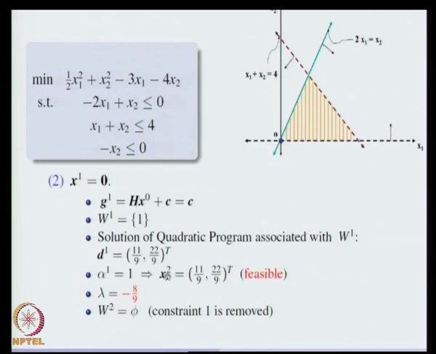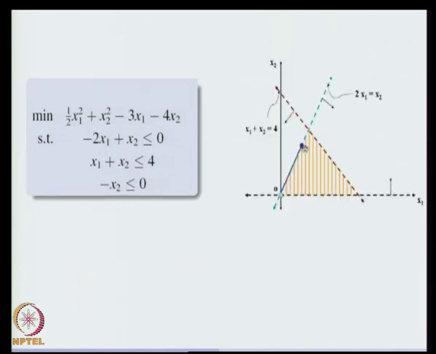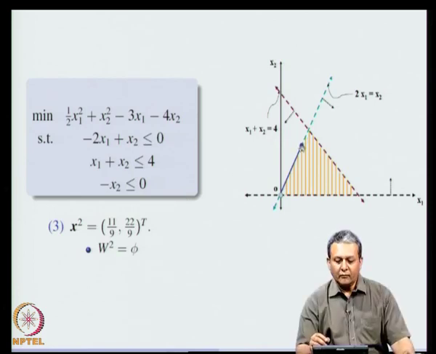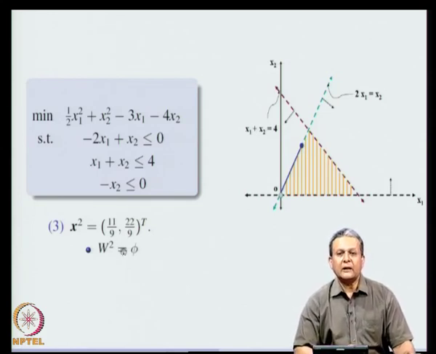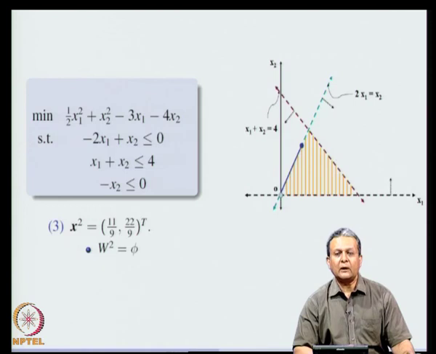So, now we will be at a point x2 where the working set is a null set, and this is shown here, where this is the current point that we have, where x2 is 11 by 9 and 22 by 9, which was obtained earlier. Although this point lies on this constraint, because that constraint had a negative Lagrange multiplier and was the only active constraint at that point, we removed it from the working set, and therefore we are left with w2 to be the null set.